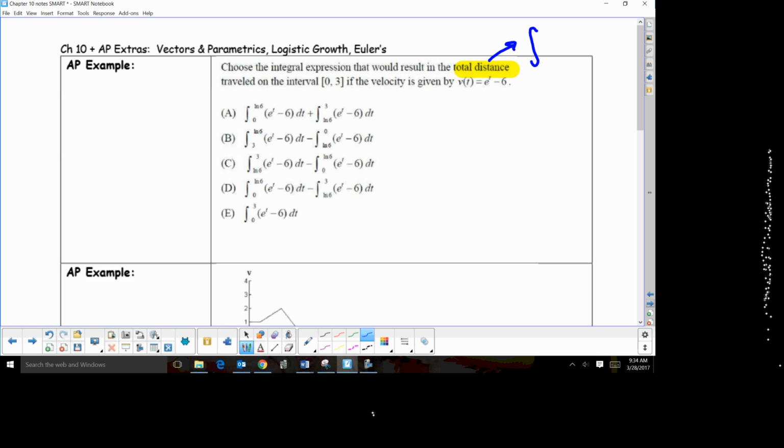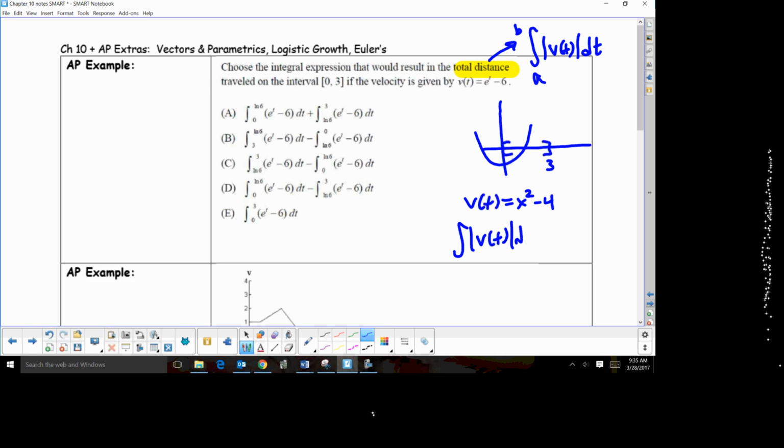The integral from a to b of the absolute value of v of t dt. Do you see absolute values in any of those? No. So for instance, let's say that I had some function. Let's do x squared minus 4, and I'm going from 0 to 3 again. And my velocity is that x squared minus 4, okay? And I'm trying to find this absolute value of v of t from 0 to 3.